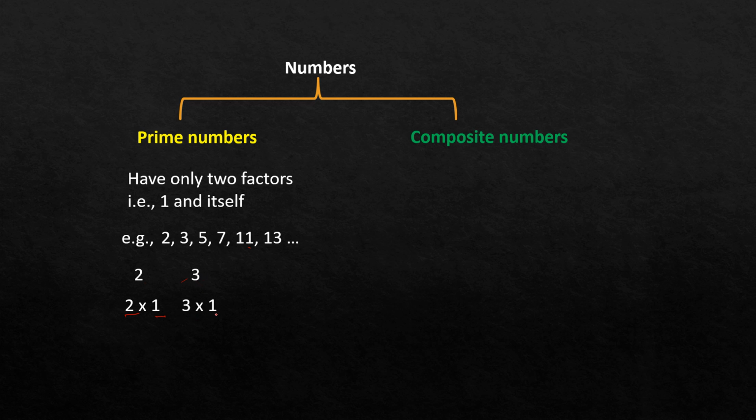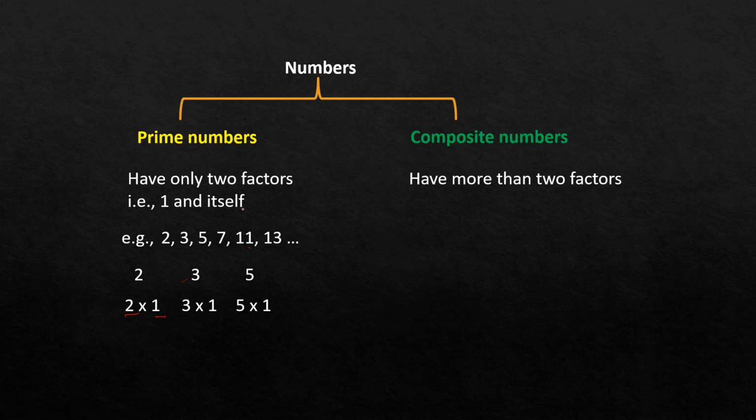Similarly for 3, 3 times 1 gives 3. So 3 and 1 are the only factors for 3. So that makes 3 a prime number. Same goes for 5 as well, and for the rest of the numbers that you can see here. Now, what are composite numbers? Composite numbers have more than two factors.